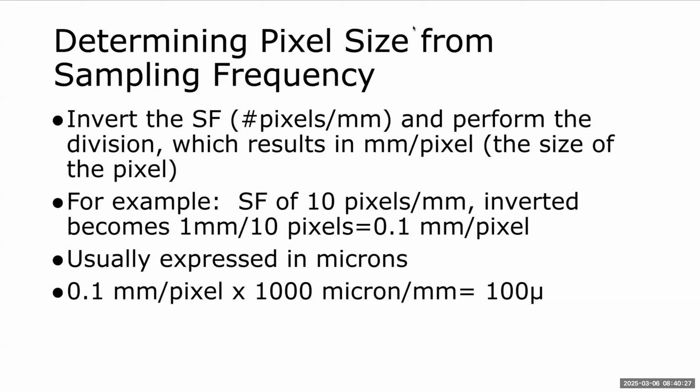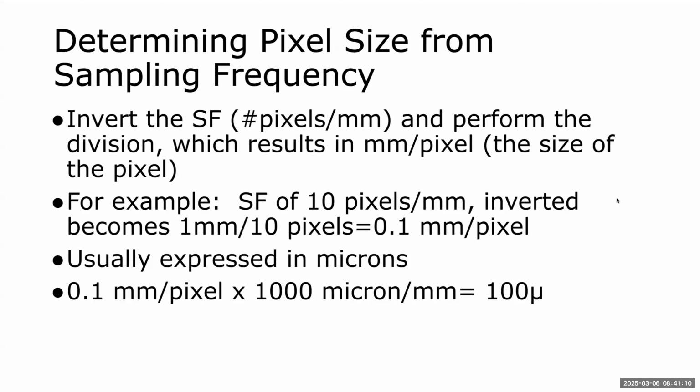So determining pixel size from sampling frequency, we can figure out what the pixel size is if we know what the sampling frequency is. So we can just invert the sampling frequency. So again, sampling frequency is how many pixels per given unit of measure. So the number of pixels, say, per millimeter. And if we invert that, it would say that, okay, in 1 millimeter, is going to determine how many pixels are in that 1 millimeter. So for example, if we had a sampling frequency of 10 pixels per millimeter, if we invert that, then it says, okay, in 1 millimeter, there's 10 pixels.